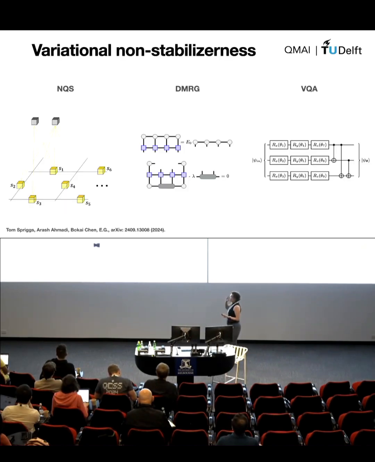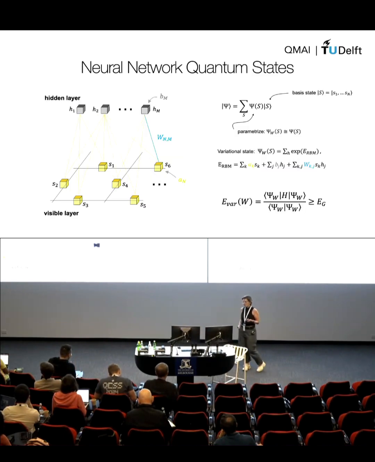And so what we did in this work was to take these 3 examples, neural network quantum states, tensor networks, and variational quantum algorithms, and just try to optimize each of them to the absolute best of our numerical ability and evaluate this non-stabilizerness to see what happens across the phase diagram of an interesting Hamiltonian.